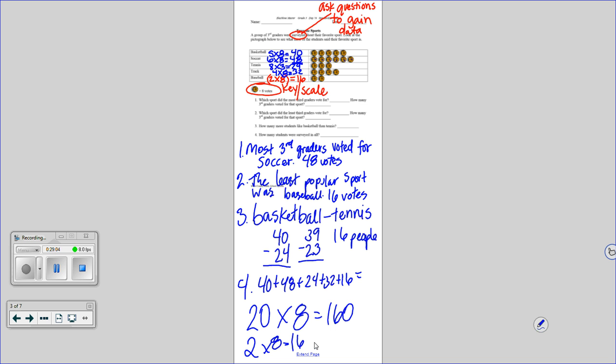Ooh, interesting. So Santiago did it a different way. He basically did break apart. He said, well, I know 20 can be broken into 10 and 10. 10 times 8 is 80. Plus another 10 times 8 is 80. 80 plus 80 is 160. Nice.